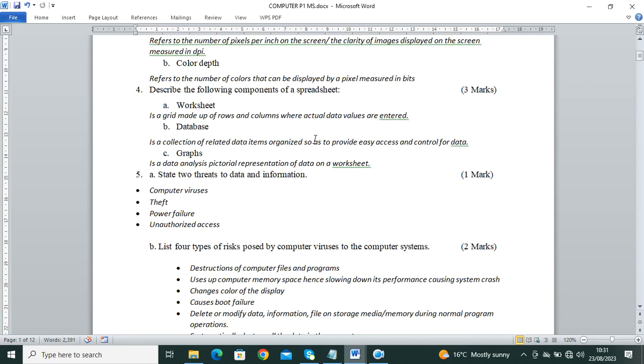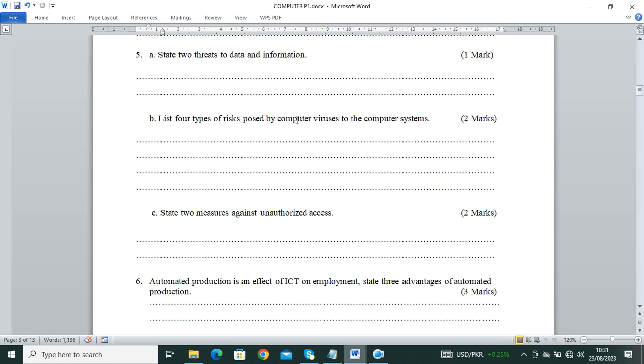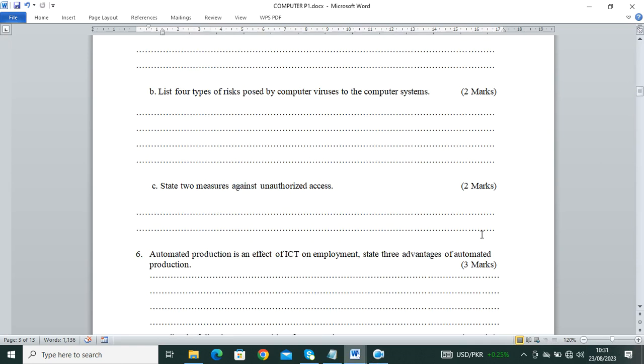Guys, what does the examiner say? So we have theft, we have unauthorized access, we have power failure, we also have computer viruses. Then we proceed to the next question, guys. State 2 measures, list 4 types of risks posed by computer viruses to the computer system.